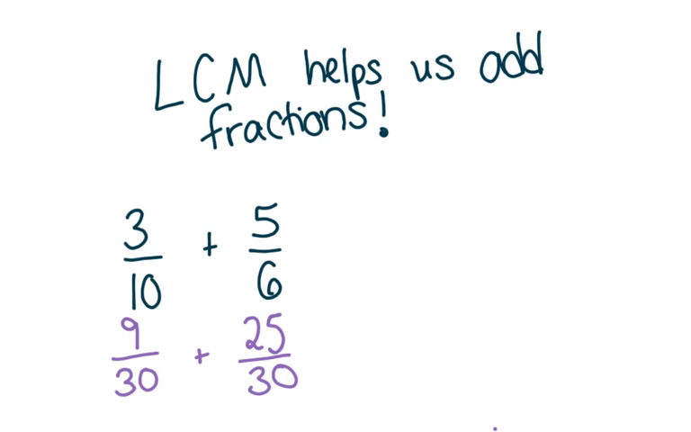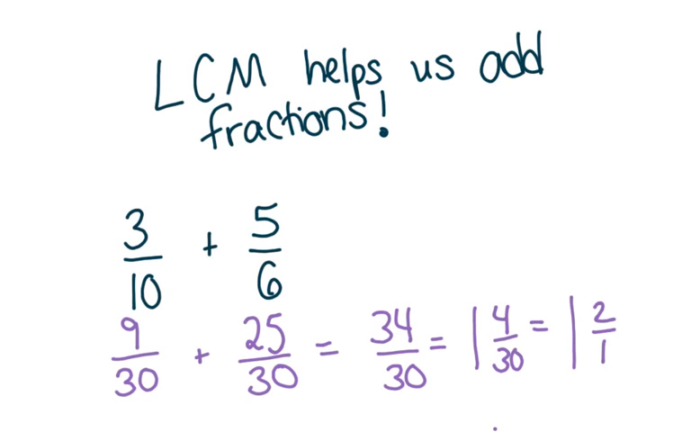And then I'm going to use that relationship that I picked up on to write a new problem. 9 plus 25 is 34/30, which of course we could change to 1 and 4/30 and simplify that again to 1 and 2/15. But without the LCM, we would have had a much larger fraction problem to simplify because we would have been working with 60ths. By using the least common denominator, we don't have to simplify our answers nearly as much.